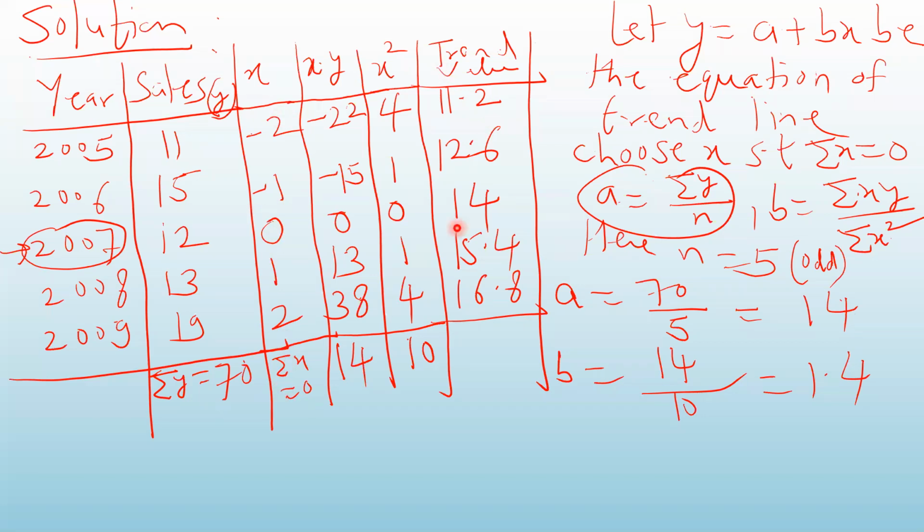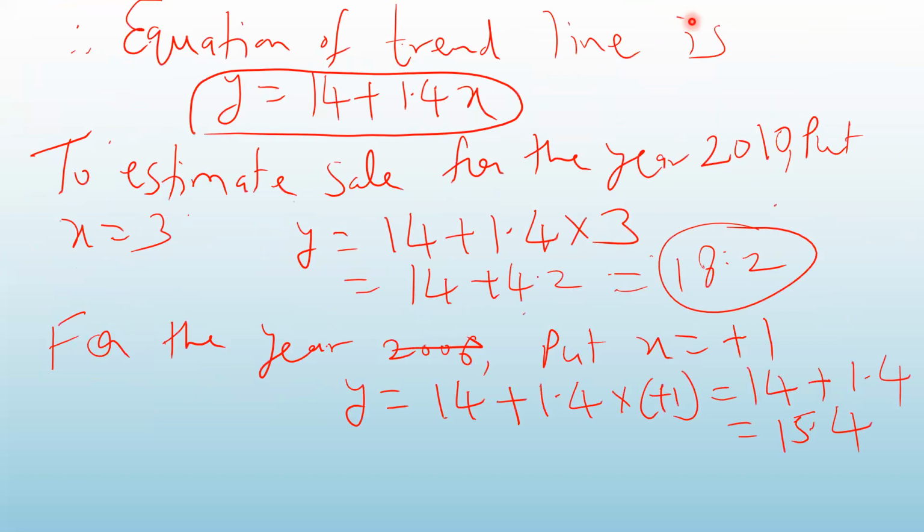Then you prepare the table, find out x into y column, x square, take the sum of each column. Okay. Then find out the value of a by putting the values of summation y. Here it is 70 and n. You got 14. Then b summation xy, take the sum of this column, 14, summation x square 10. So 14 upon 10, 1.4. Once you have got the values of a and b, put that back in the equation so that you will get the equation of trend line. Once you have got the equation of trend line, your half of the work is done. Now you can find out the trend value for any year.